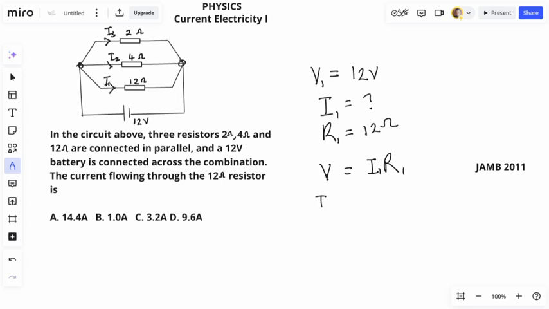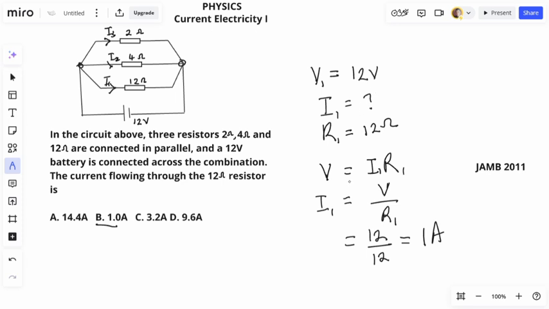If you make I1 the subject of the formula, that's dividing both sides by R1, that will be V divided by R1. So our V is 12. Our R1 is 12. 12 divided by 12, 1 ampere. So the current that will flow through the 12 ohm resistor will be 1 ampere, option B.